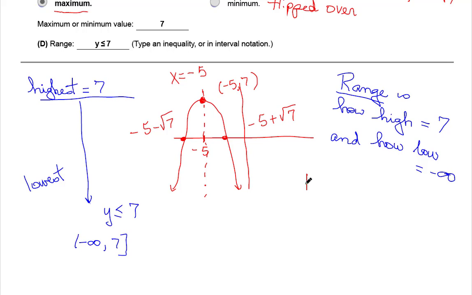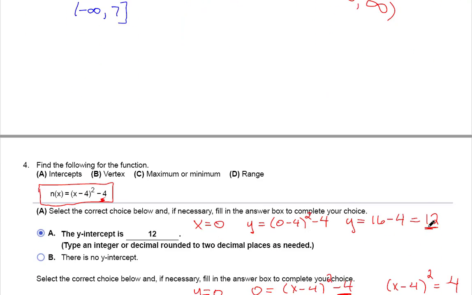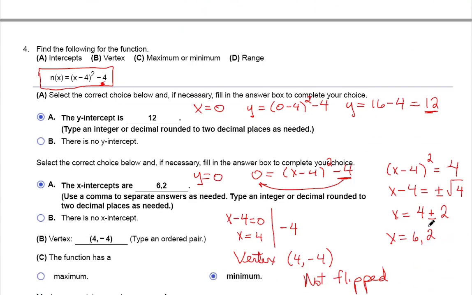They didn't ask it to us. But the domain for all quadratic functions is the whole real number line. So we never have to worry about our inputs into these quadratic functions. All right, let's see. What about 4 here?